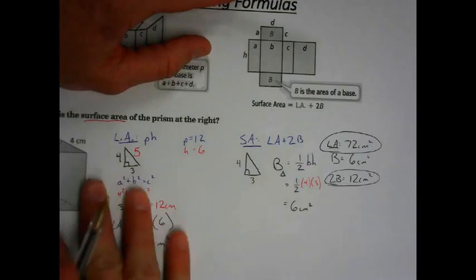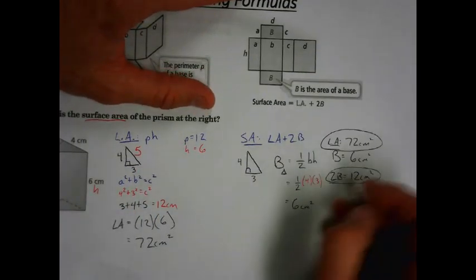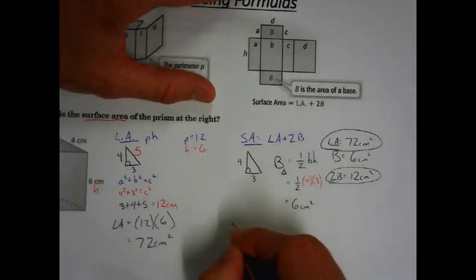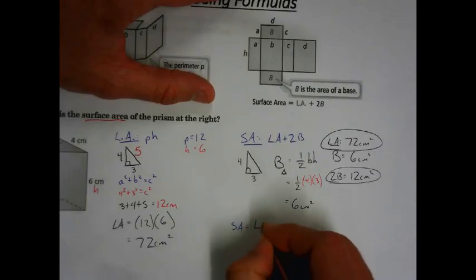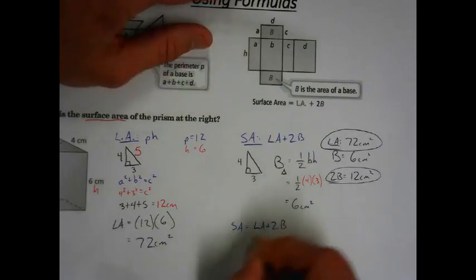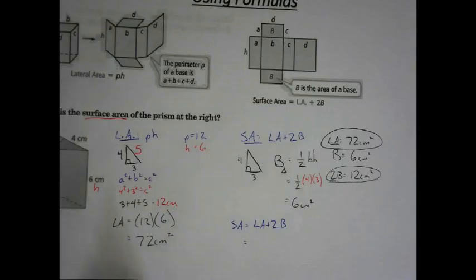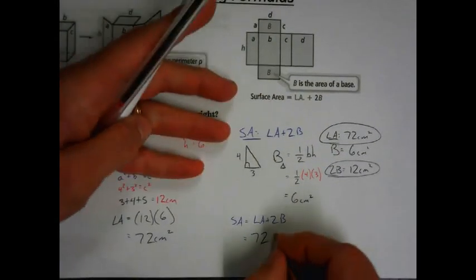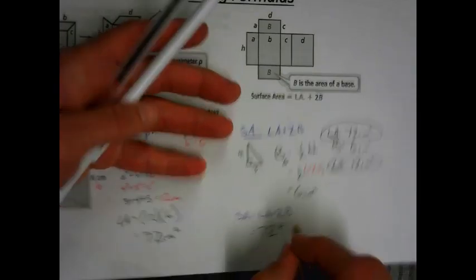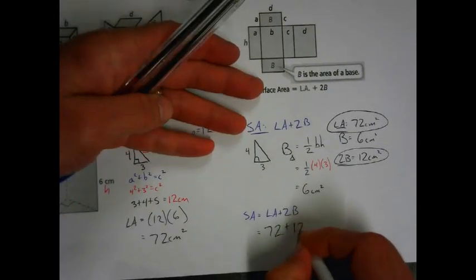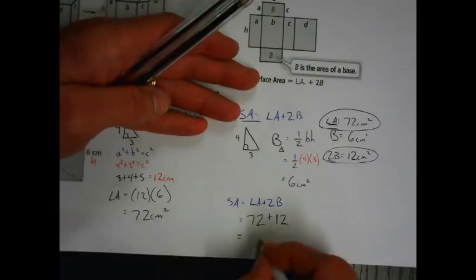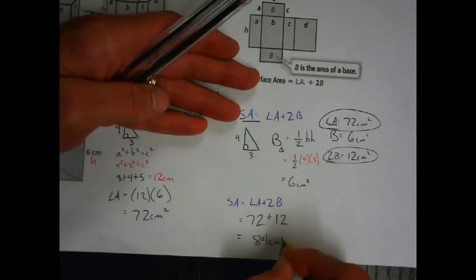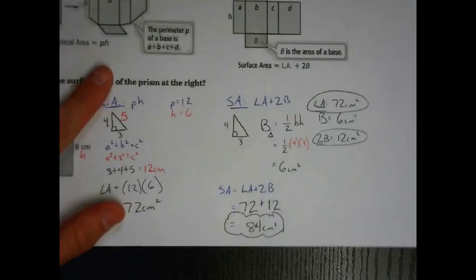Okay, so this is in opposition to making a net. We could do this. So our surface area is equal to the lateral area plus 2 times the area of the base. Keep repeating that, by the way. It'll help you remember it. So the lateral area was 72 square centimeters. 2 times the area of the base was 12 square centimeters. And so we have now found our surface area, which comes out to 84 square centimeters. And that is how we use our formula.